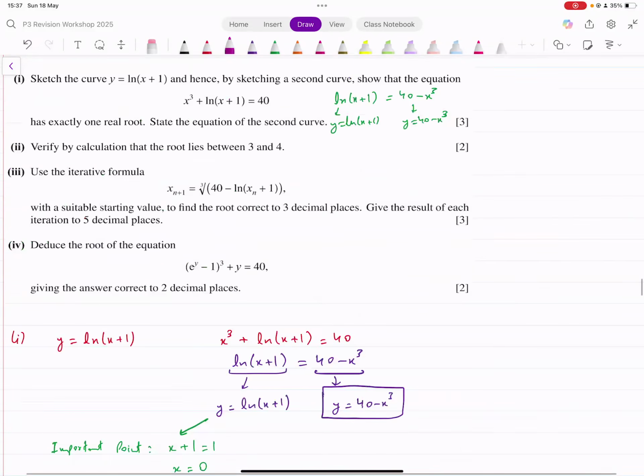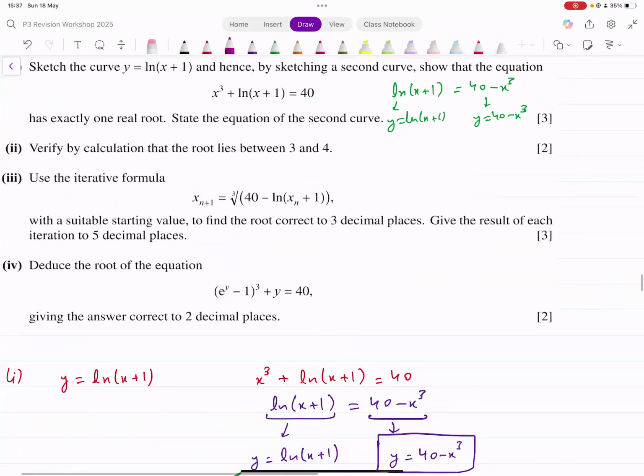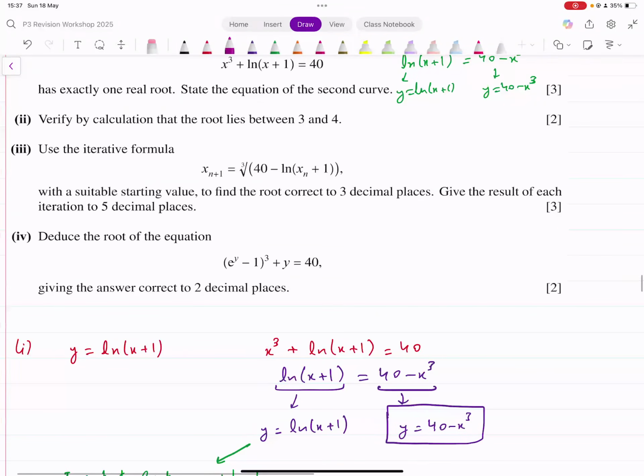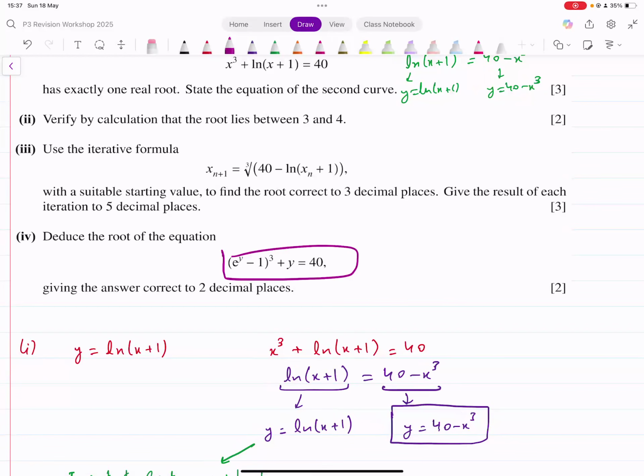Now the next part is saying, use this iterative formula to find the value of alpha. Okay, so you can do that as well. The last part, deduce the root of this equation. So based on that, now you have to deduce the root of this equation. Now, how do you do that? How is this connected to anything that you've done before?